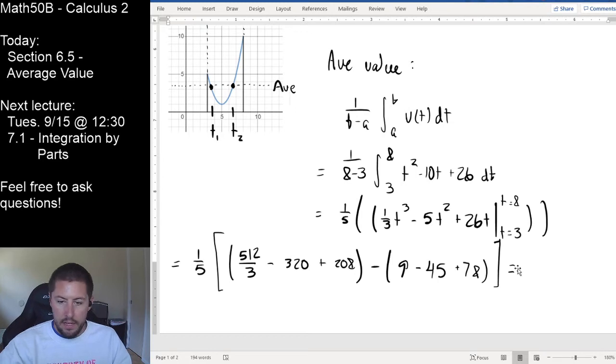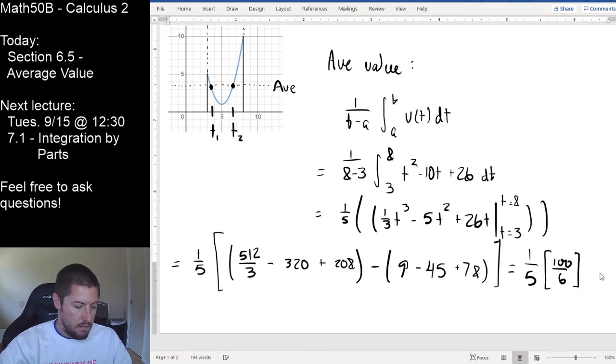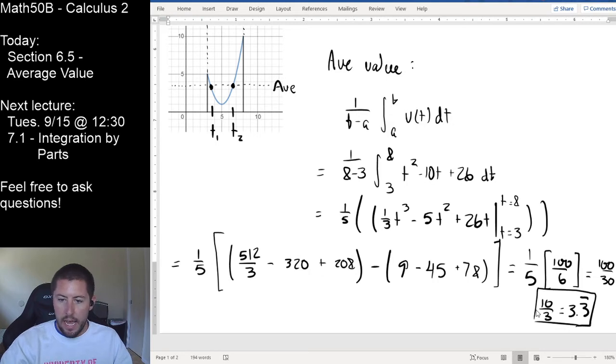And by the way, that is giving me here, I'm seeing that this is exactly 1/5 of 100 over 6 right there. And that will be giving me 100 over 30, or 10 over 3, or 3.3 repeating for my actual value right there. 10 thirds, that's a really nice, clean fraction. That's really convenient for us. So what we've done so far is we've found that the average value of our function, the height of the function, is going to be 10 thirds, 3.3.